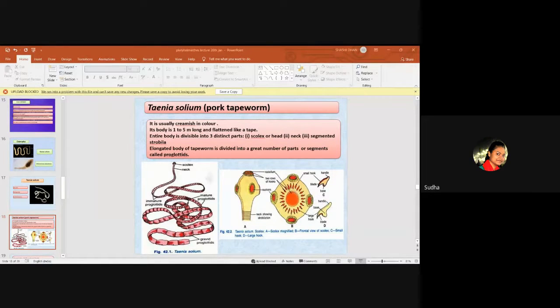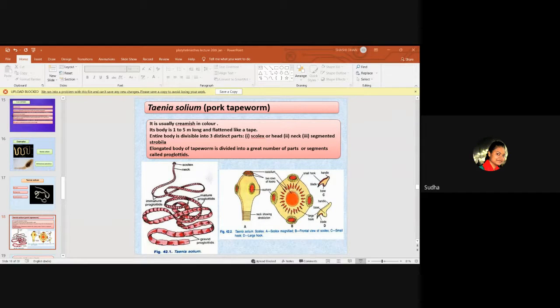So what is Platyhelminthes? The word comes from two Greek words. The first part is platy and the second part is helminthes. Platy means flat, and helminth means worms. Platy and helminthes together form the word flatworms. Because flatworms generally come under Platyhelminthes, the name is kept in this way.